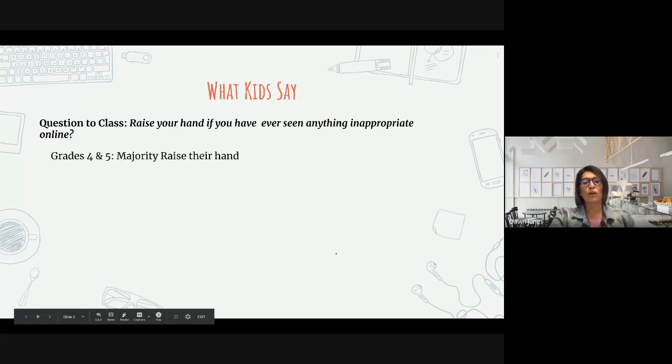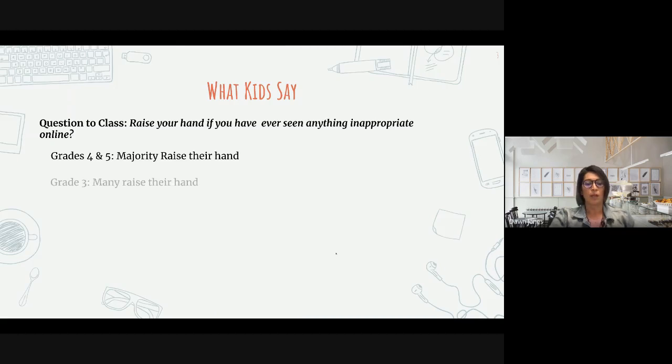in grades 4 and 5, a majority of them raised their hand if they've ever seen anything inappropriate. In grade 3, many raised their hand, which I then had to ask, and define what is inappropriate. And then in grades 1 and 2, a few raised their hand. I did not ask this of JK or kindergarten. So we had a few in grades 1 or 2, but again, it was after the definition.